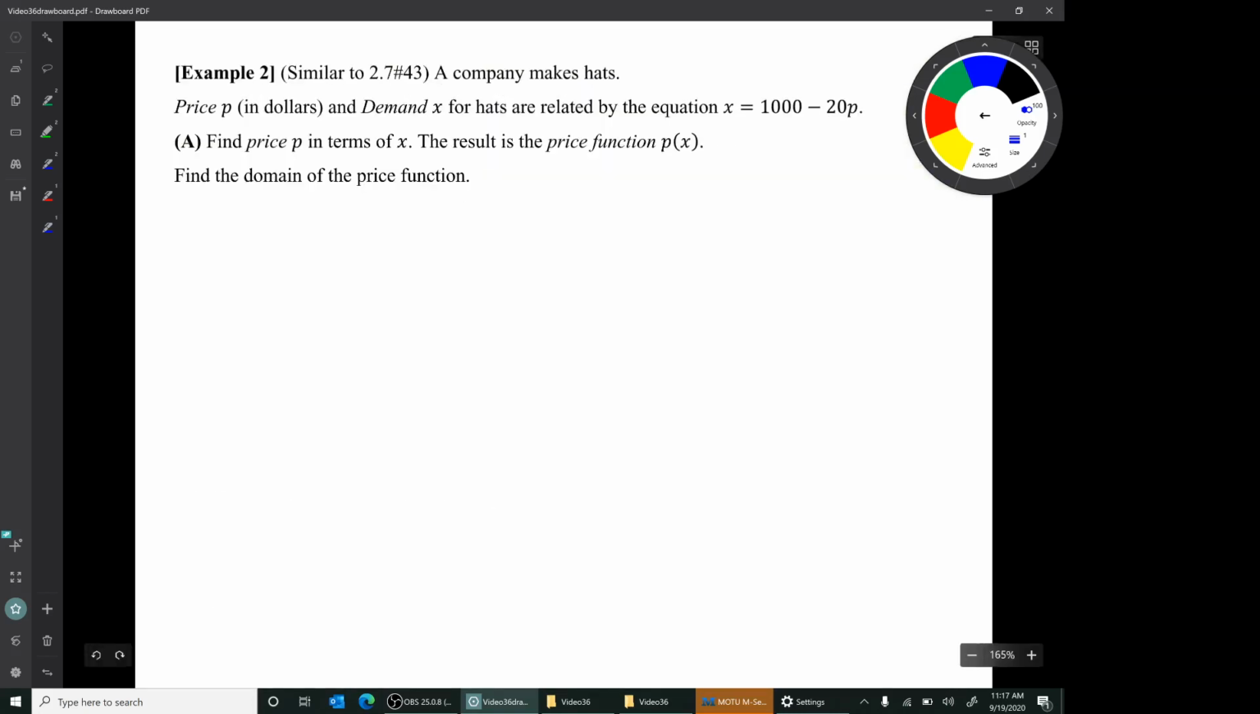So for example, let's do our second example of the day. A company makes and sells hats. The price p and the demand x are related by this equation: x equals 1000 minus 20p. So question A is find p in terms of x. So in other words, solve this equation for p in terms of x. And we're also supposed to find the domain of the price function.